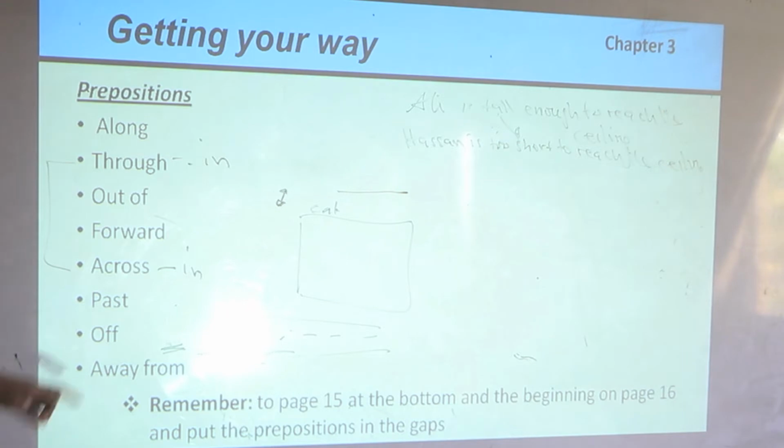The word past is when you're going somewhere and stopping by another place. I was walking past your house. Past means near your house. Off is when something is touching something. He jumped off the tree. And away from is when you're coming or taking something away from something.